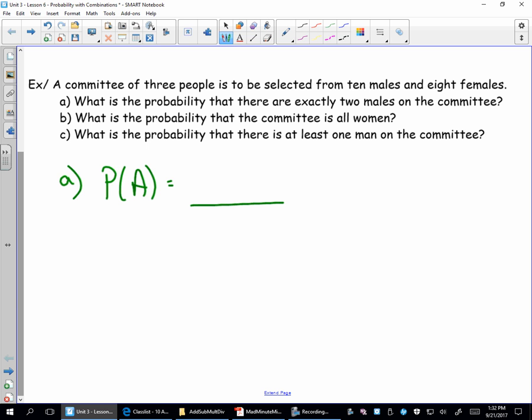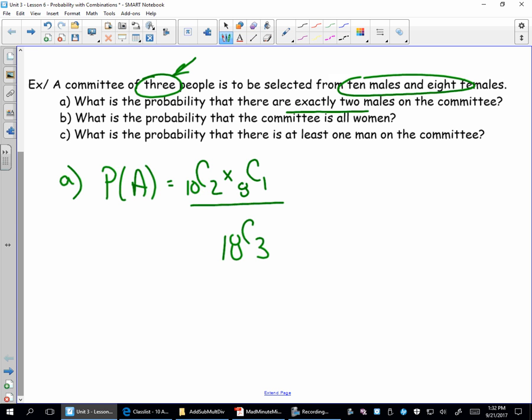Well, the committee is 3 people, and we have a total of 18 people. So the total possible committees we could make are 18 choose 3. But the specific that we need to have is there has to be exactly 2 males. Well, to pick the males, there's 10 of them, and I need to choose 2. But it implies if there's 2 males in the committee that we have a female in the committee. Because remember, we have a committee of 3. So we need to multiply that with our females, 8 of them, choose 1.